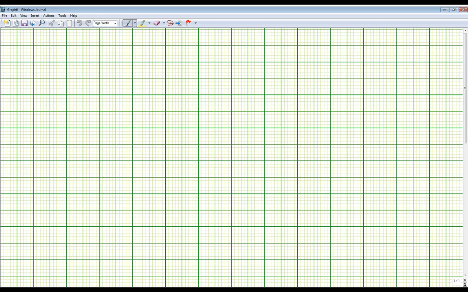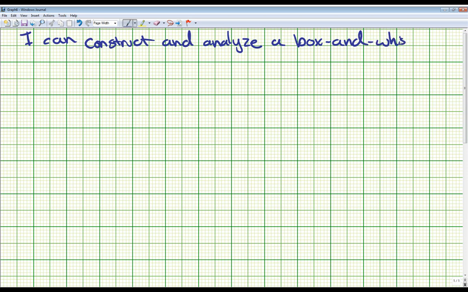Chapter 10, Lesson 4's I can statement is going to say, I can construct and analyze a box and whisker plot. So, ending on an interesting concept here. I can construct and analyze a box and whisker plot. So today is another new, interesting type of graph.